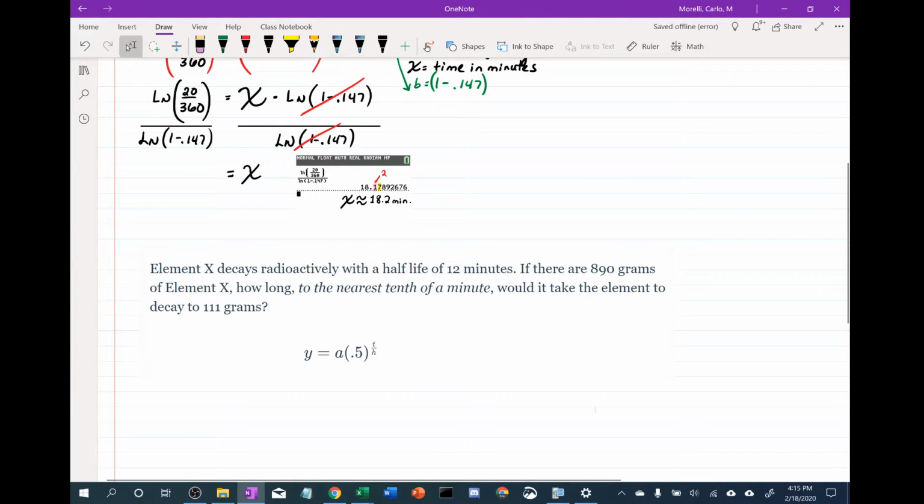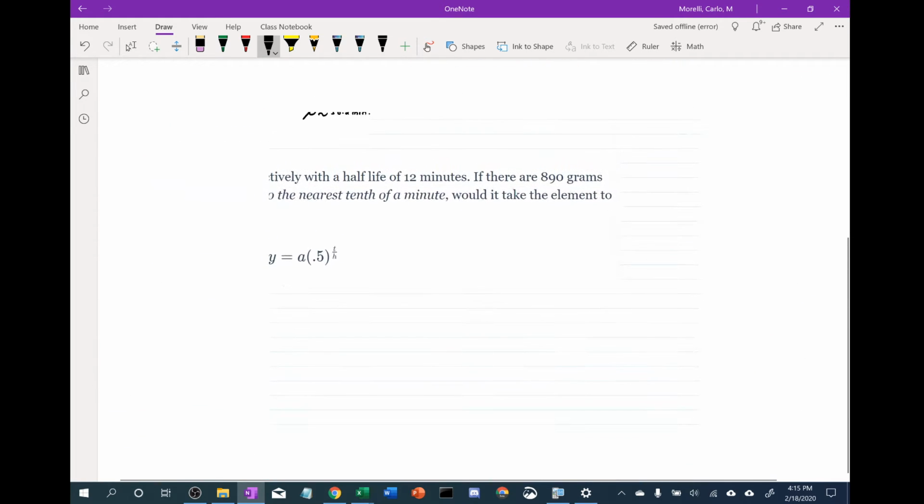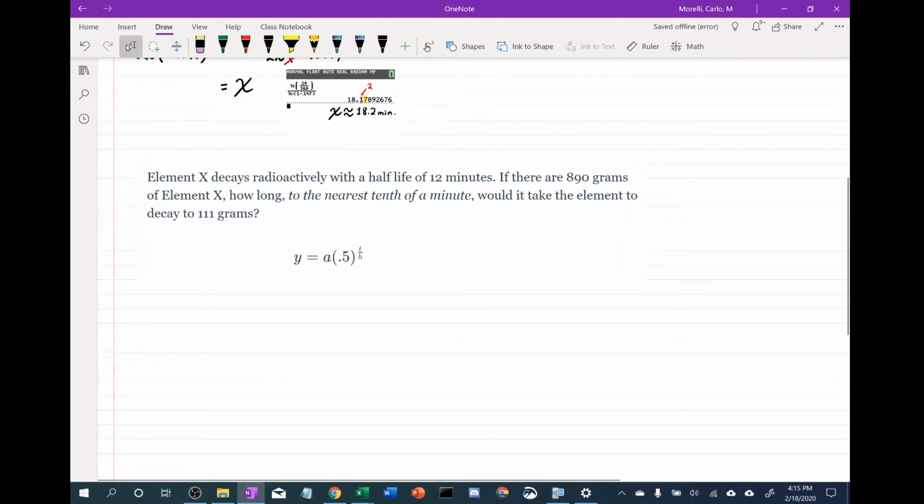Okay, so that would be elemental decay with a half-life. And see, you have to use this little bit more advanced formula here, where the variable time is divided by the half-life. Where in that other problem, we didn't have to do that. I'll just set it up here. So element X decays radioactively with the half-life of 12 minutes. If there are 890 grams of element X, how long will it take to be 111?